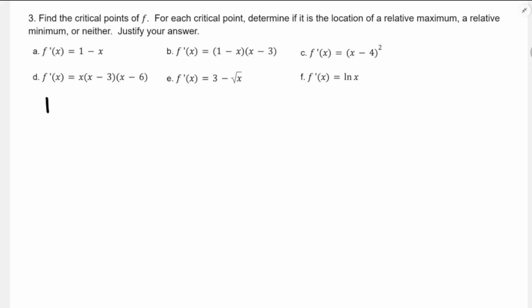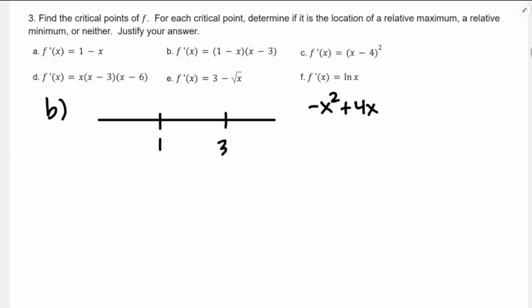For b, we've got a factored polynomial, so 1 minus x and x minus 3. Now, if we were to multiply that out, and maybe I will, I'm going to say, okay, the zeros of this are pretty clearly 1 and 3. But if I was to multiply that out, I'd get negative x squared, positive 1x, positive 3x, so plus 4x. I guess minus 3, because the leading term is negative x squared, so it's going to be a downward facing parabola is what I'm saying.